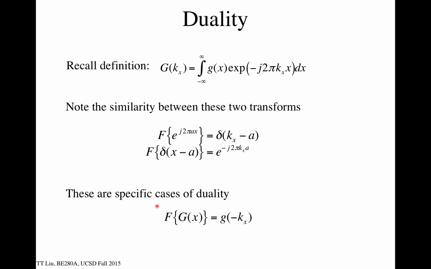And analytically, if you remember anything, it's just the Fourier transform of big G of x, which is the Fourier transform of little g, is equal to little g again at minus kx. So you just flip the function around. So big G is the Fourier transform of little g. If you take its Fourier transform, you get little g back with the dependent variable going in the opposite direction.